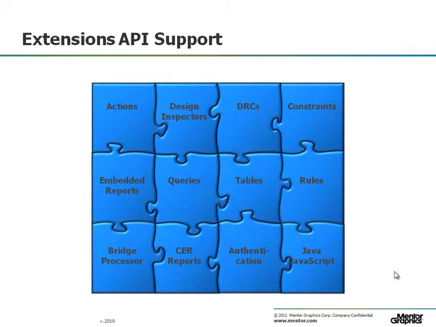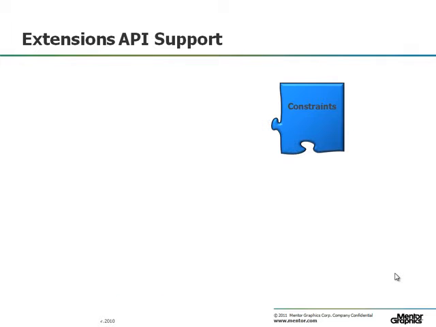The Extensions API support is available in numerous areas of functionality across the whole Capital tool suite. But with regard to plugging in your own custom production module assignation routines, we're going to be focusing on the area known as constraints.